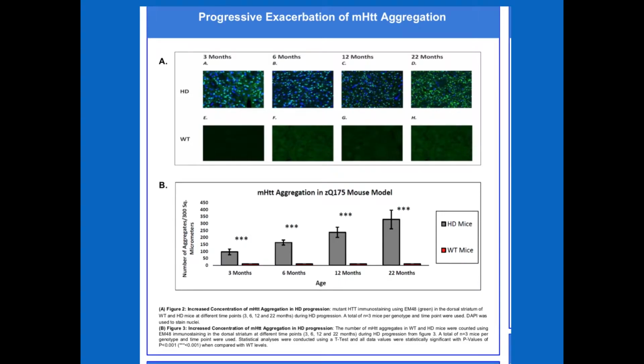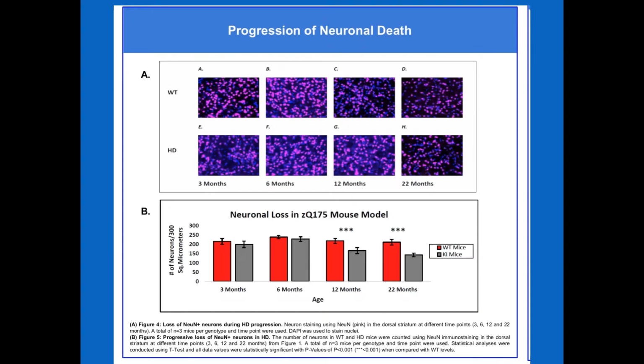After experimentation, I found that there is a progressive exacerbation of MHTT aggregation, as shown with dramatic increases in aggregate abundance from 3 months to 22 months. In addition, I did not observe any presence of MHTT aggregation in wild-type mice, which do not have any HD symptoms. Also, I discovered that the progressive depletion in the number of neurons was significantly higher in the HD mouse model compared to the wild-type mouse model.